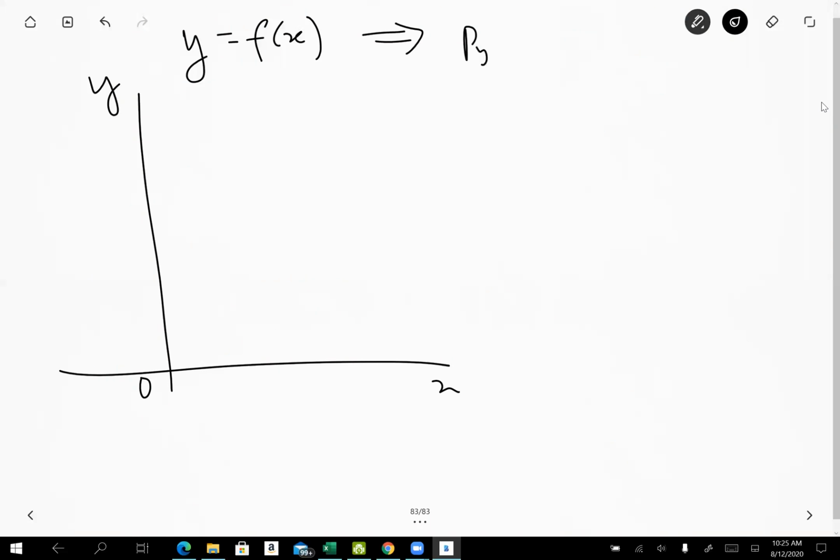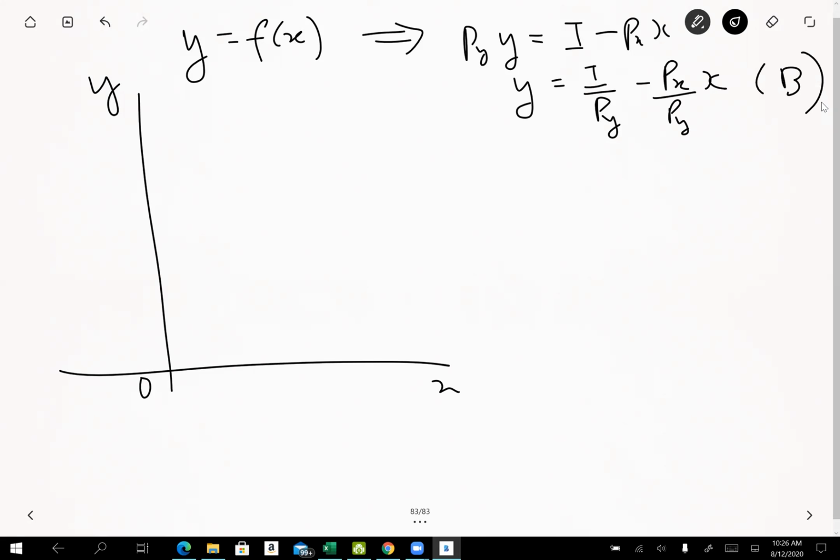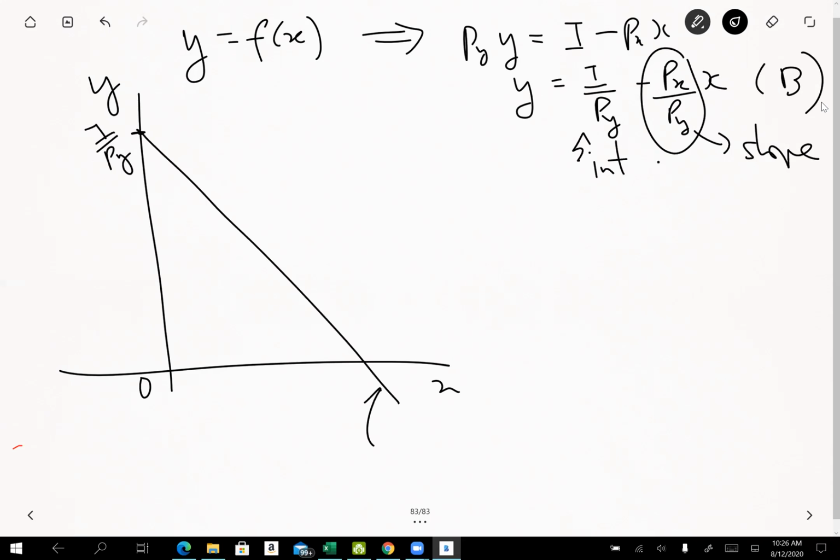So what I have is PYY equal to the income, which is constant, minus PXX. So Y is equal to I over PY minus PX over PY multiplied by X. So this is the budget line, call it B. How does it look like? It will look like this. The intercept on the y-axis is I over PY. That's the intercept. And the slope is negative PX over PY. So the budget line, if you recall, will be like this. Okay? So you'll see the slope here is negative, and of course, the intercept is positive.